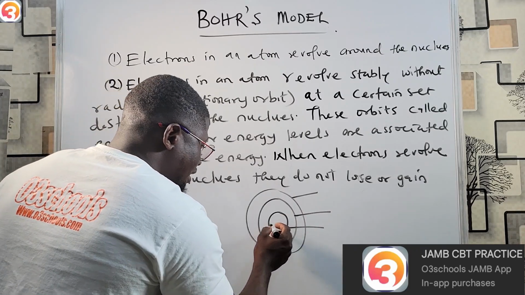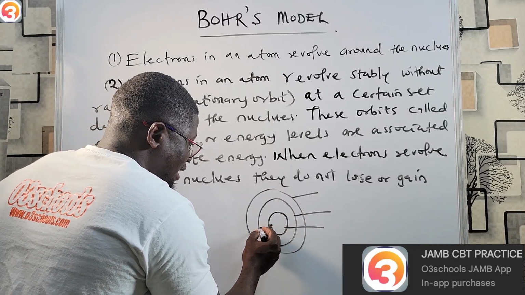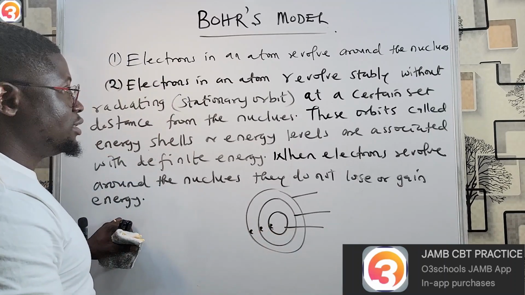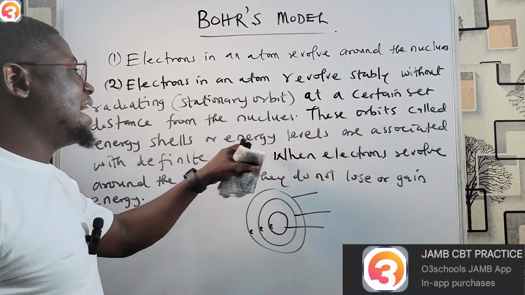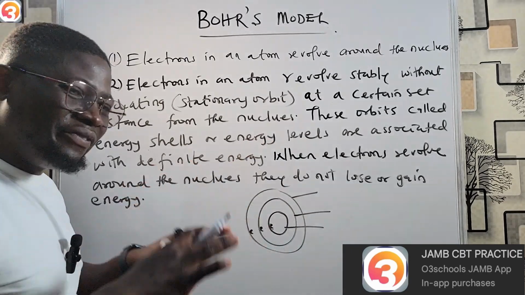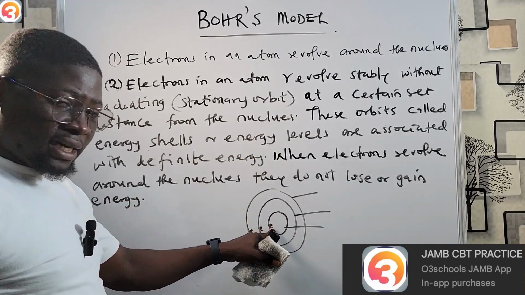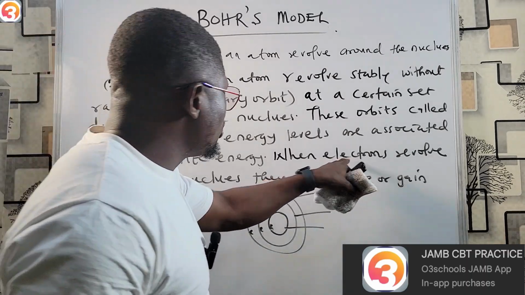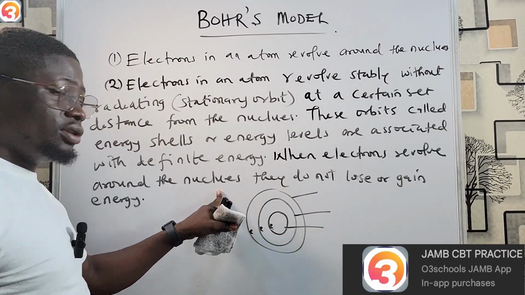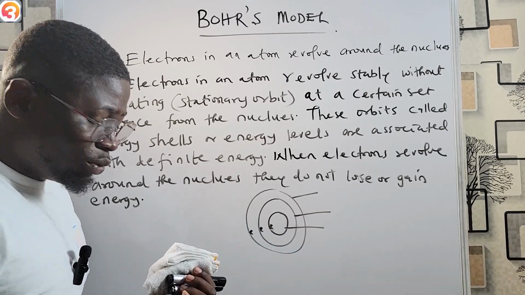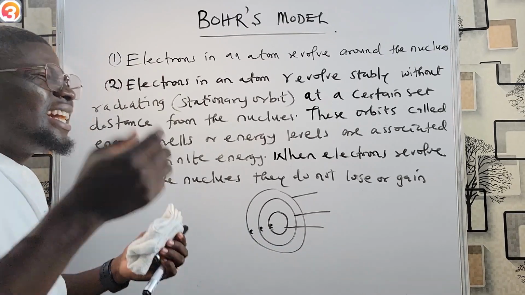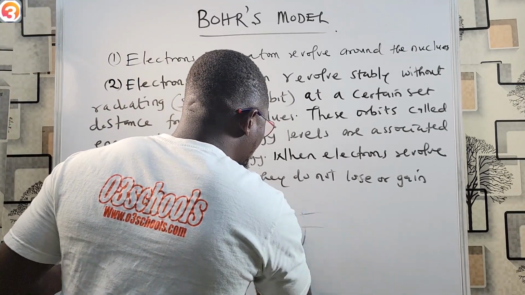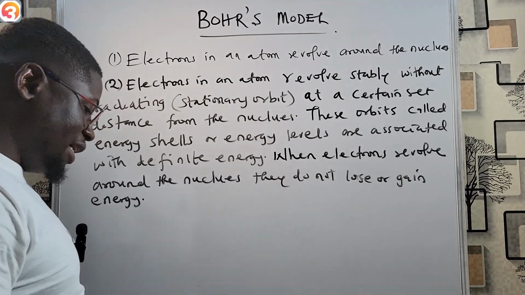And the energy here is lesser than the one here, it's lesser than the one here. So this one is greater than this one, which is greater than this, right? So these orbits called energy shells or energy levels are associated with definite energy, right? See, there's an energy here, there's an energy here. They are associated with definite energy. So when electrons revolve or orbit around the nucleus, they do not lose or gain what? Energy. So we're still looking at the classical motions of what? Of electrons around what? The nucleus of the atom as proposed by Niels Bohr.